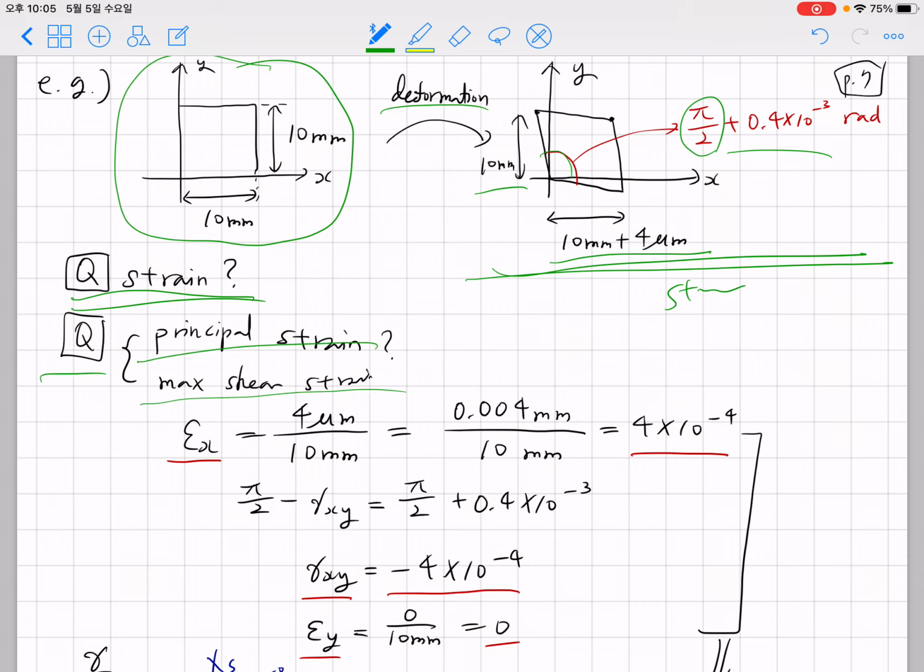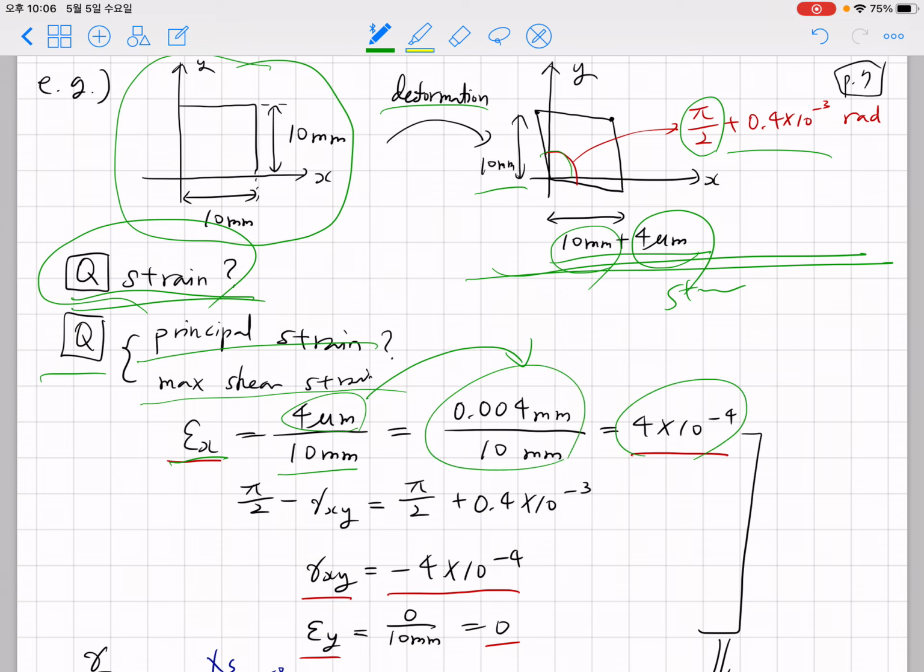Okay, so let's first answer the first question. Let's first consider epsilon x. Epsilon x can be obtained by the displacement, 4 micrometer, divided by the original length, 10 millimeter. A micrometer is 10 to the negative 6 meter, so 4 micrometer can be written as 0.004 millimeter. Strain is a dimensionless number, as I told you in the first lecture of this ME231. It is 4 times 10 to the negative 4th power, and of course epsilon y will be 0 because there is no change in length.